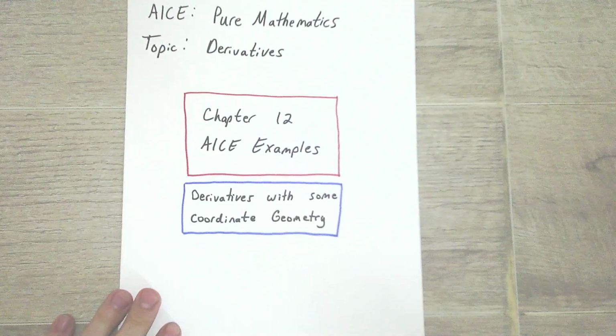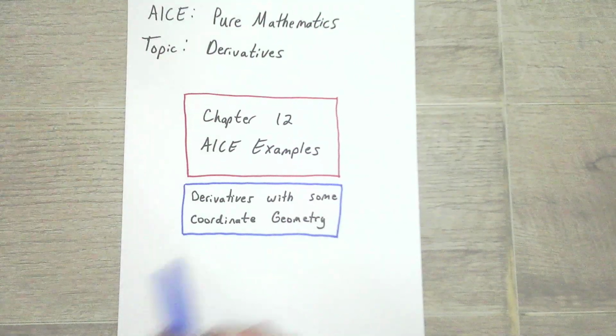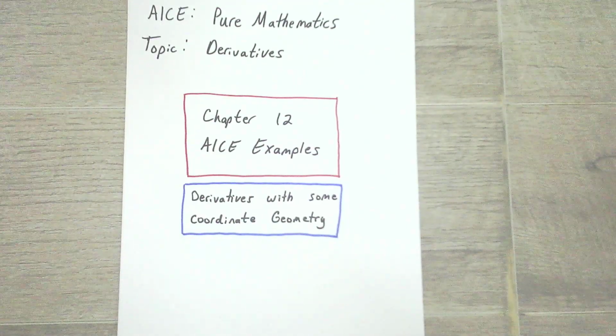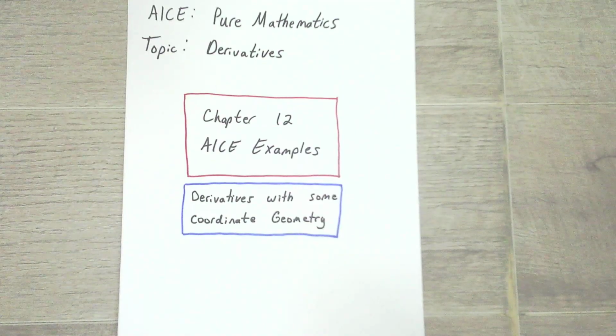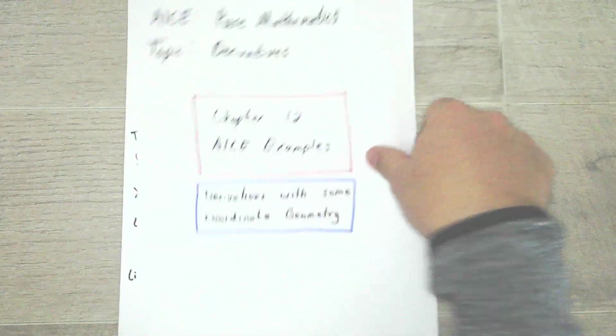Hello class. So today we're going to look at another example for chapter 12. It is an AICE question. This one's going to be a little bit different. This one's going to involve topics of chapter 12, so derivatives, how to find gradient, stuff like that, along with some coordinate geometry topics mixed in. Okay, so your assignment today will be something that's kind of similar to this. So let's get started.